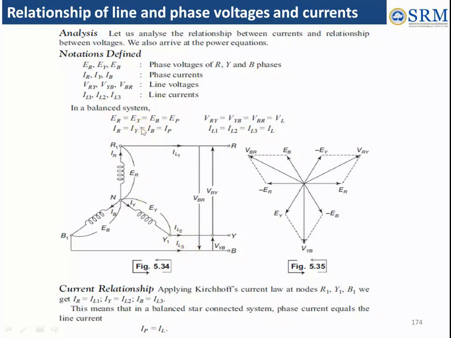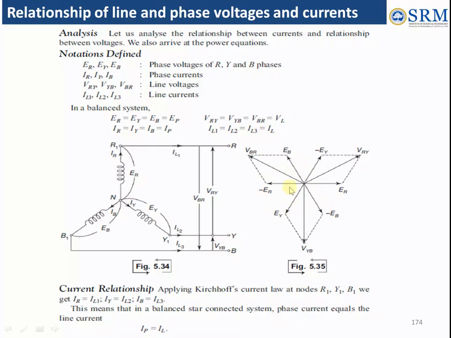In a balanced system, if you take these phase voltages, ER, EY, EB is equal to EP, and phase current IR, IY, IB is equal to IP. Similarly, line voltage VRY equal to VYB equal to VBR equal to VL. Similarly, line current IL1, IL2, IL3 is equal to IL.